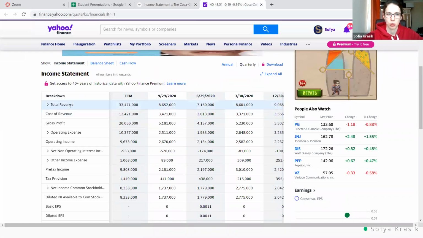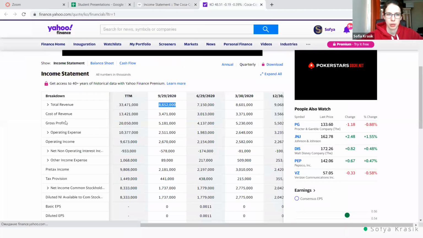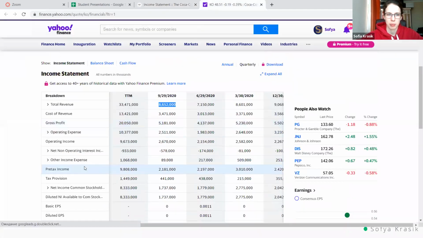So you see the total here, it's already called total revenue. It's the same number as we have here, 8,652. Of course, it's all in millions. So this total revenue of Coca-Cola is around $8 billion. Gross profit name is the same.